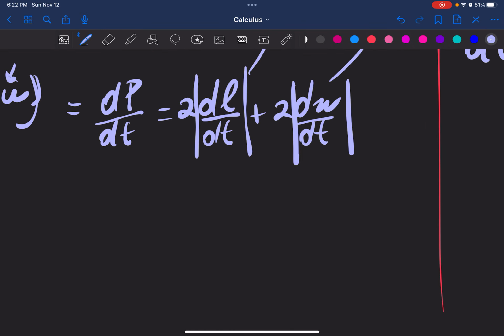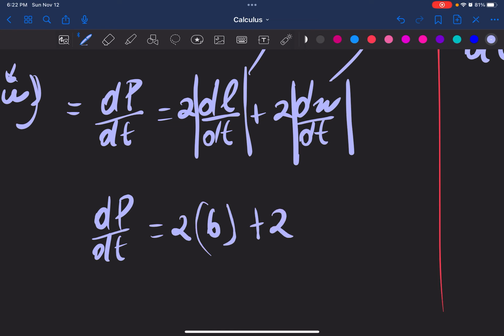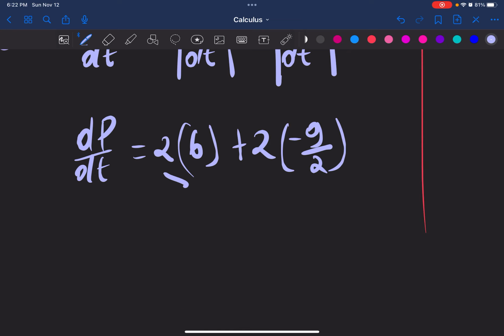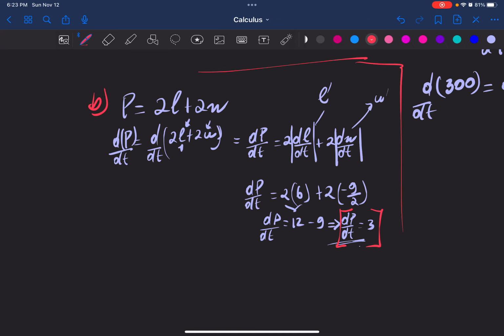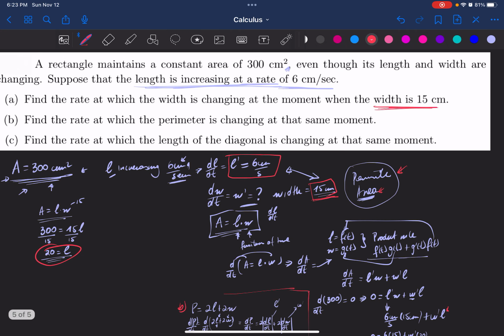So I can come back here and say that dP/dt is the same as 2 times 6 plus 2 times negative 9 over 2. When I do this, it gives me 12. This would give me negative 9. So dP/dt is equal to 3. So we just found the rate of change of the perimeter when our width is 15, therefore the length is also 20. So now, C.